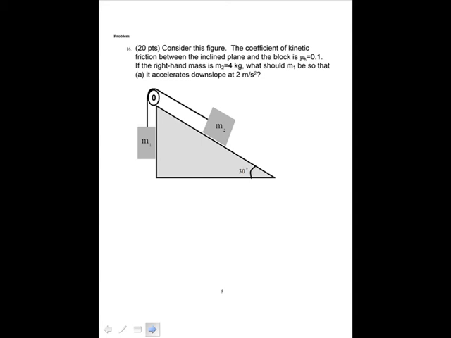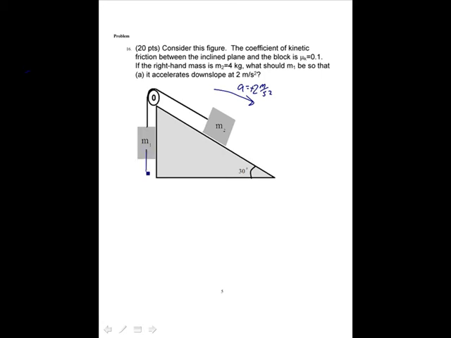Alright, consider this figure. The coefficient of kinetic friction between the inclined plane and the box is mu k equals 0.1. If the right hand mass is 4 kilograms, what should m1 be so that it accelerates down slope? So our acceleration is equal to 2 meters per second squared down slope, this is a positive value for this one. So let's just write our equations.